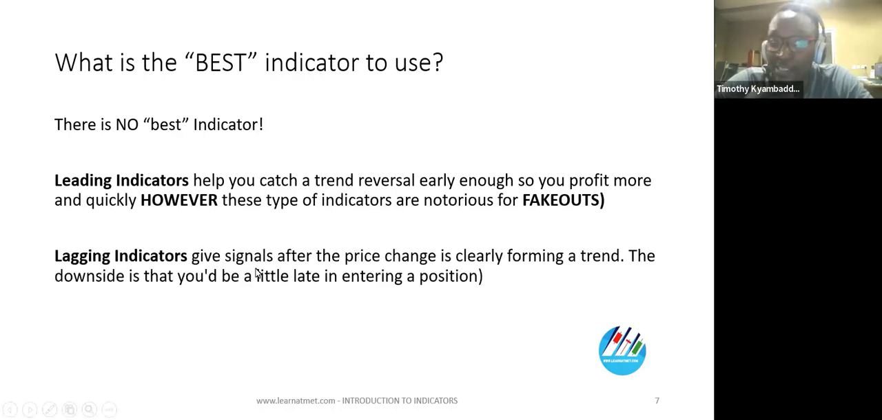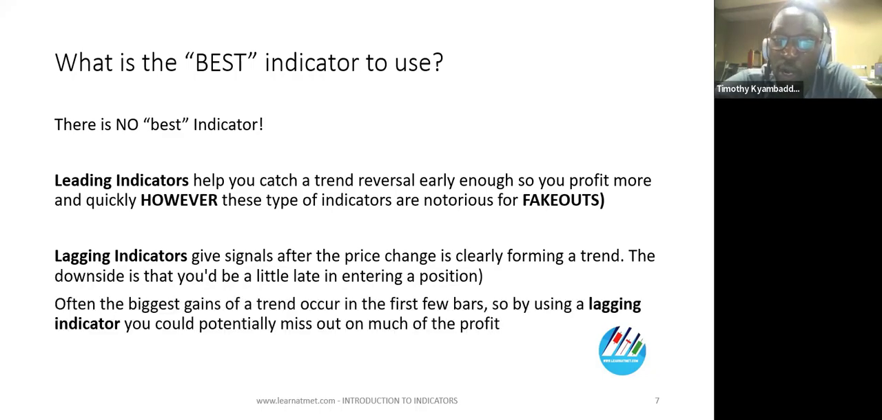The lagging indicators, on the other hand, by the time you get in, you're sure the trend has started. Usually you're a little late in entering. So it's very easy to get in with a lagging indicator, and shortly after you get in, the price goes back. Or maybe you get in at the bottom of the trend when the trend is exhausted. Often the biggest gains of the trend occur in the first few bars. And that is why the people using the leading indicators, if they are right, will get more profits. So by using the lagging indicator, potentially you're missing out on much of the profit.